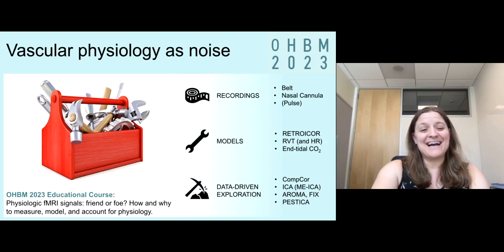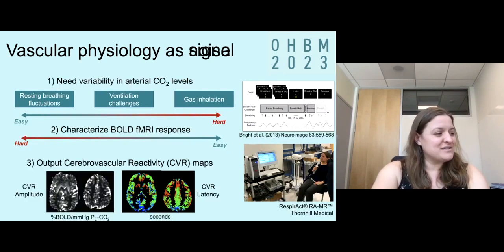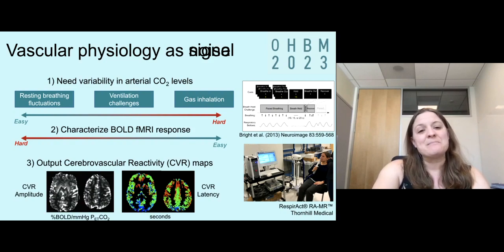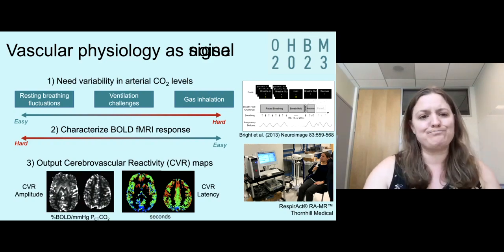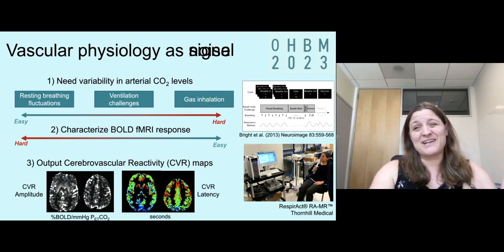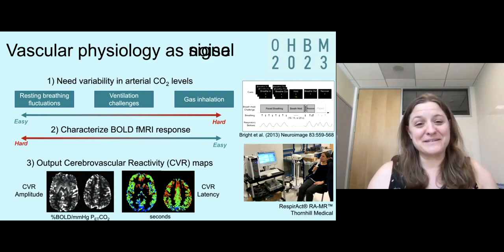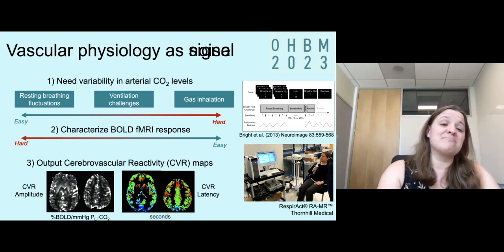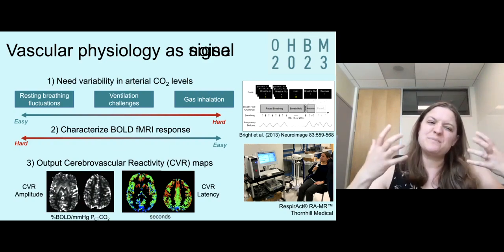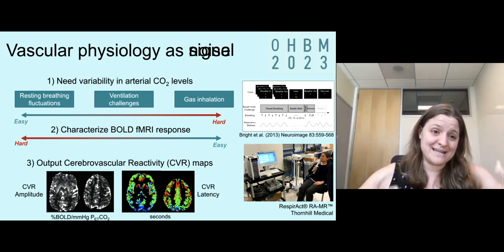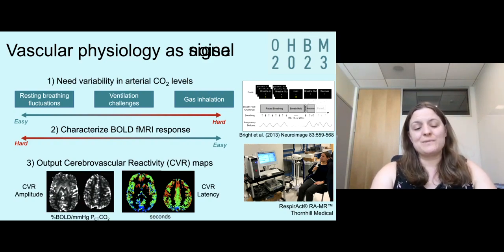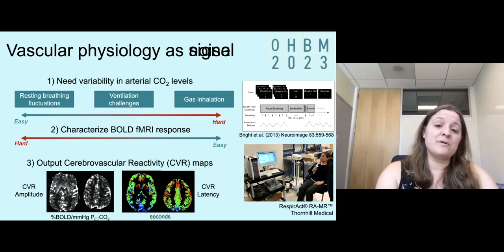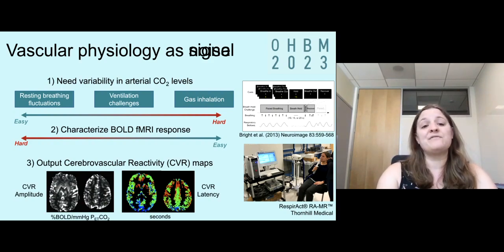And really, I'd like you to think maybe this vascular variability, this physiology effect, maybe it's not noise. Maybe we can actually capitalize on these effects and get a new signal of interest that tells us something new about the brain. To do that, I usually say you need some sort of variability in that vascular physiology. And like I said, if I just put you in there at rest, there may just be natural fluctuations in your breathing that create natural variability in carbon dioxide levels. In my lab, we often do a little bit more than that. So here's an example of a breath hold task that we use. This would be a type of ventilation challenge.